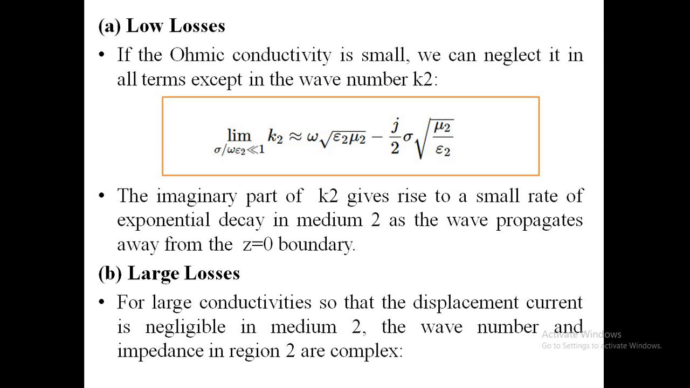Low losses. If the ohmic conductivity is small, we can neglect it in all terms other than in the case of wave number, that is, wave number is related to the angular frequency as well as the conductivity and the permittivity and permeability of the lossy medium. And large losses. For large conductivities, the displacement current is negligible in medium 2, and the wave number and impedance in this lossy medium are complex.